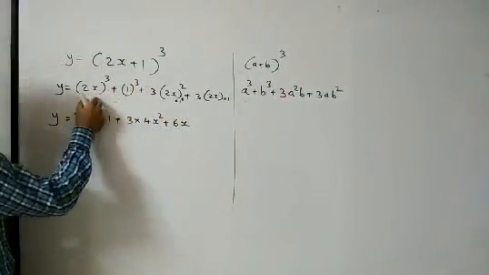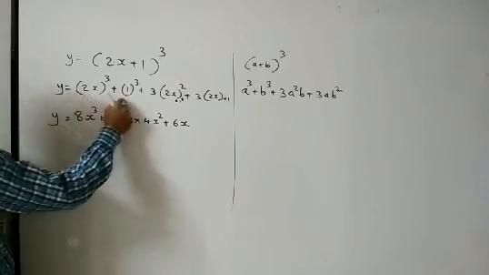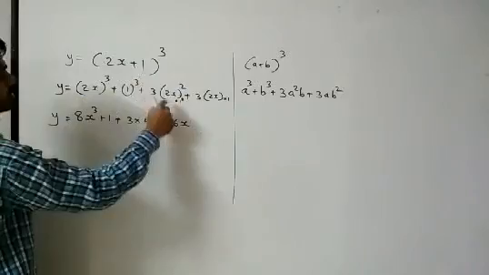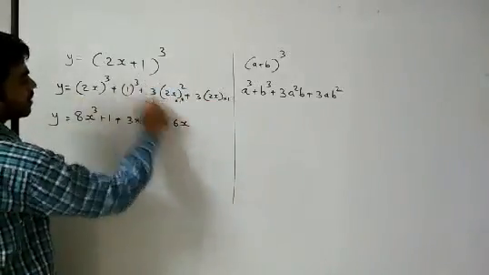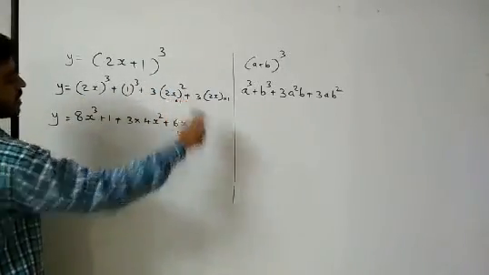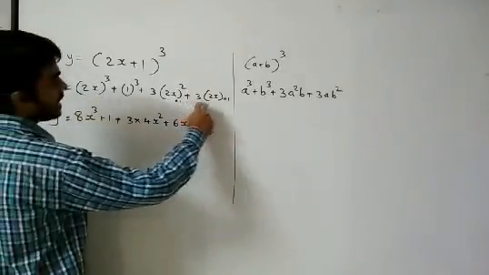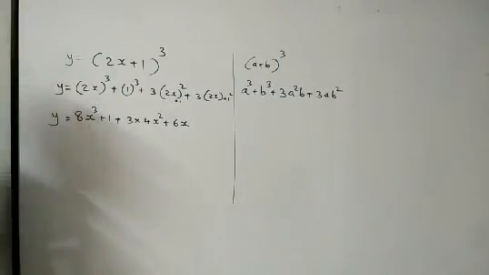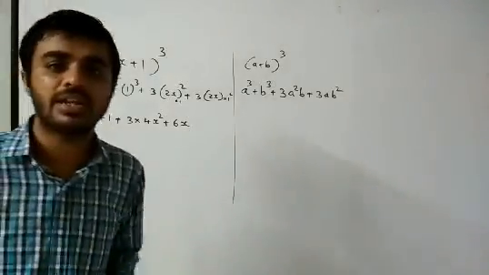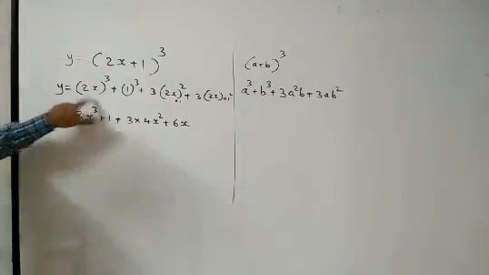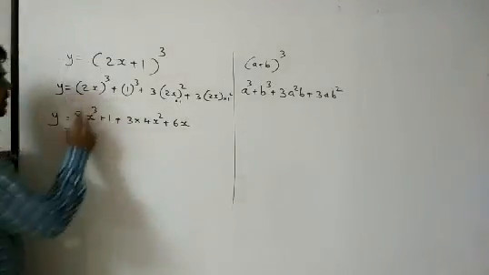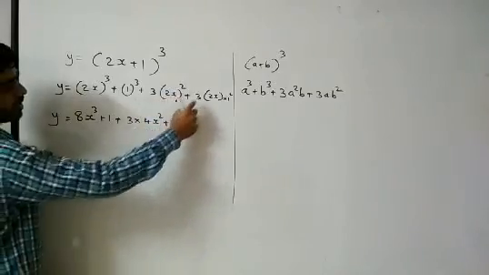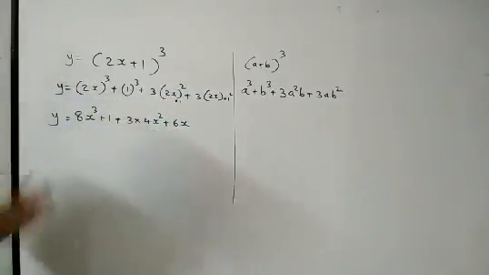So here 2x cube is 8x cube, plus 1 cube is 1 only. Then 3 into a square b, so 2x square into b, that is into 1. Then plus 3a into b square, so here 1 square. If you multiply by 1 square or by 1 only, it is the same thing. Now 2x whole cube is 8x cube, plus 1, plus 3 into 2x whole square, so 4x square, 3 into 2x is 6x. Now this is our sum.